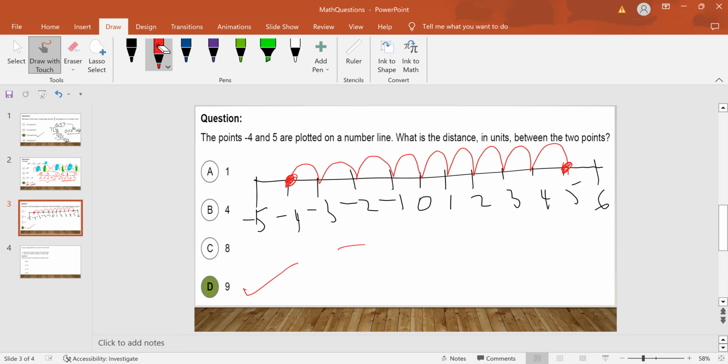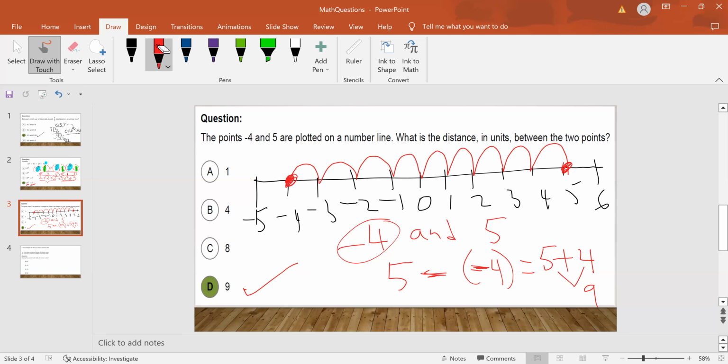Another way to solve this question is this: because you have 2 points, -4 and 5, what we do is take the last number, which is 5, minus the first number. So you take 5 minus -4. Doing that, you get 5 plus 4, because when you have the 2 negative signs, that changes to positive. So 5 plus 4 is 9.